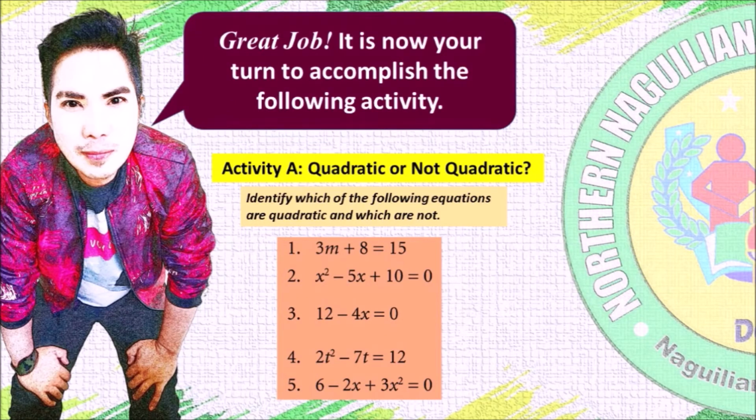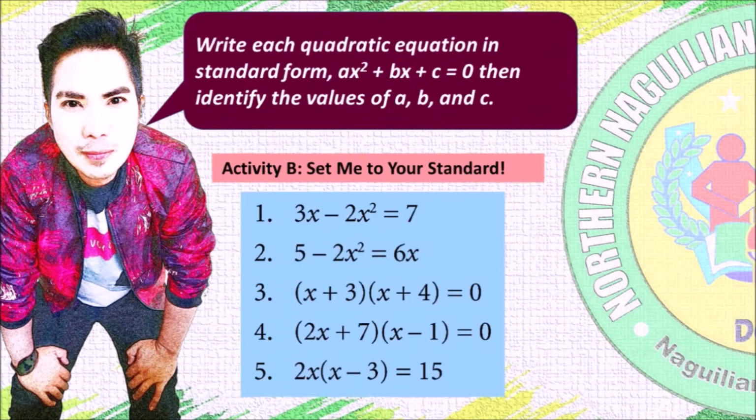Great job! It is now your turn to accomplish the following activity. Activity A, quadratic or not quadratic. Identify which of the following equations are quadratic and which are not. Write each quadratic equation in standard form, ax squared plus bx plus c equals 0, then identify the values of a, b, and c. Activity B, set me to your standard.